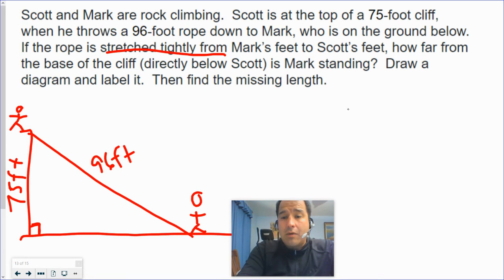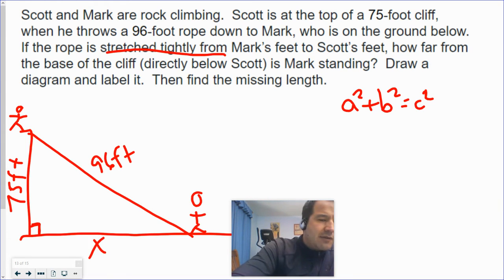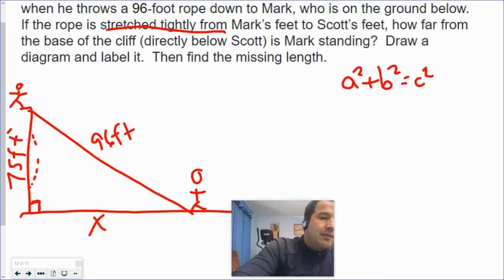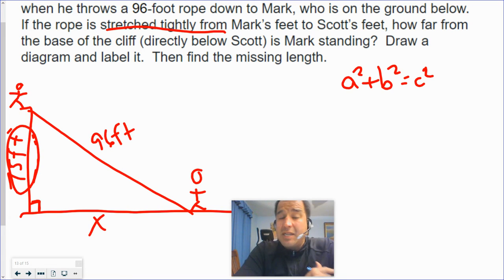Okay, so here we go. A squared plus B squared equals C squared. Now, again, I'm going to do this one with you. The next one you're going to do on your own. What is A? Well, actually, let's take a different way. What is 75? Is it a leg or is it the hypotenuse? It is the leg. So let's take that one for A.